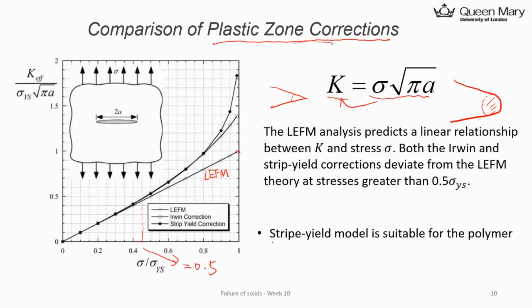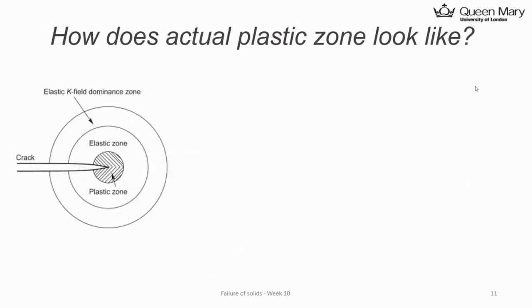So bear in mind here, the strip yield model is more suitable for polymers, because that strip shape is often observed in the fracture of polymers, not for metals. Metals are more like a circular plastic zone. Actually, those are all estimations. How does an actual plastic zone look?